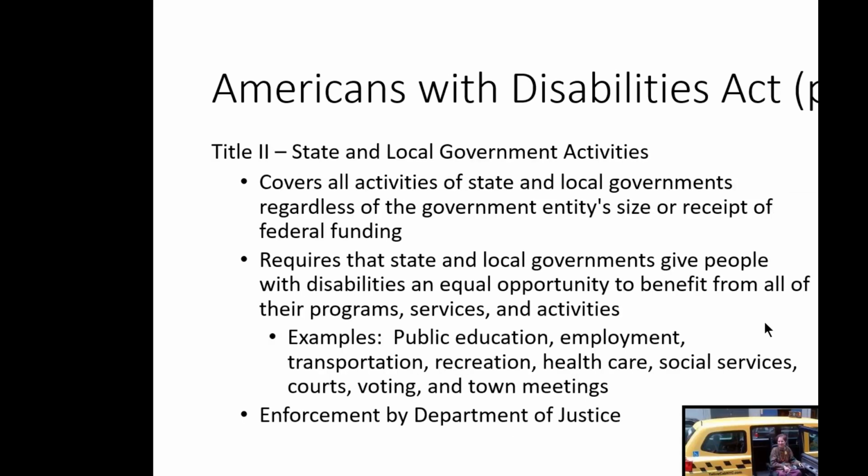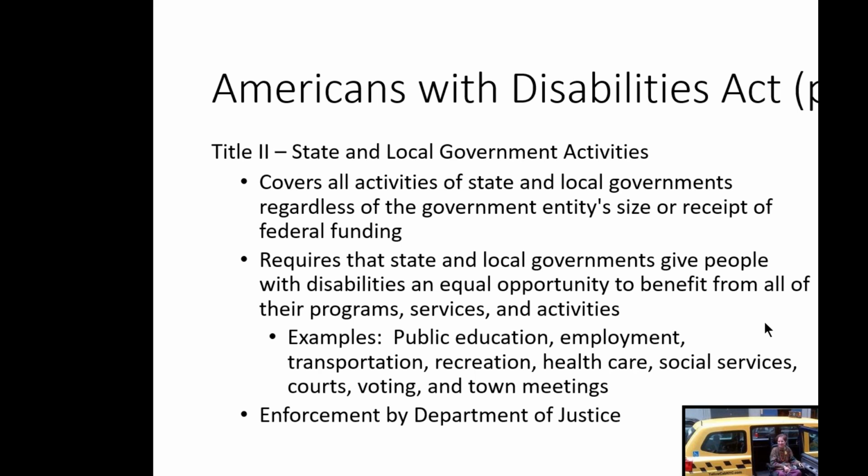Okay. So Title II requires the state and local government to give the person with a disability equal opportunity to benefit from all of their programs. If public transit is offered, there needs to be accommodations. If healthcare is offered to all, then it needs to include accommodations. Same with voting, town hall meetings, so any of that, community opportunities out there for everybody.